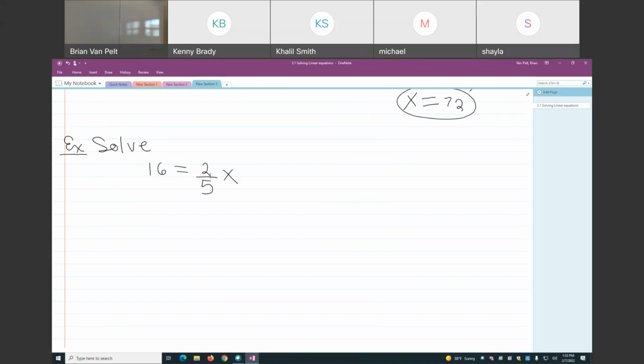Anybody think they got it? 45? Anybody else? 4D? 4D is what I got too. So what did you do to solve it? Tell me the step.